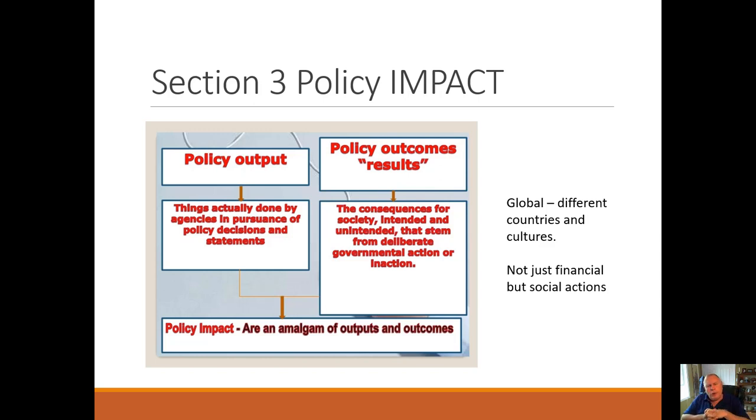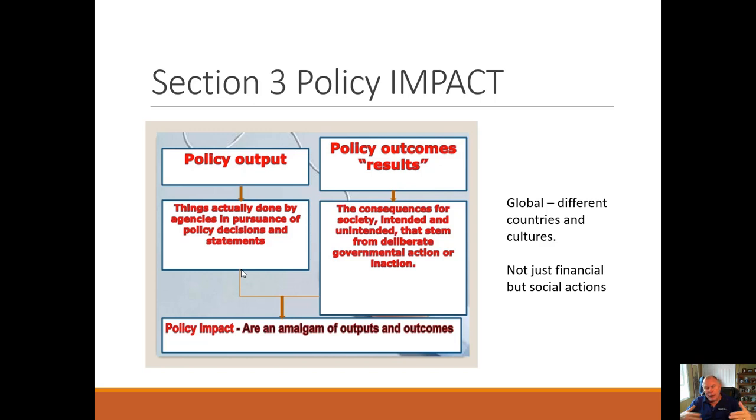The final piece of this macro overview talks about the impact of policy. Around the world, we have different countries, different political structures, different cultures. So these are actions that government takes, not just for financial purposes, but to achieve social ends. So we start with policy outcome. These are actually done by agencies in pursuit of making decisions and statements and trying to push something forward.